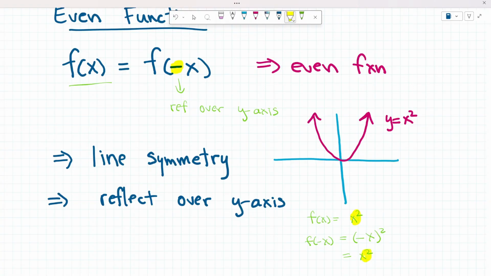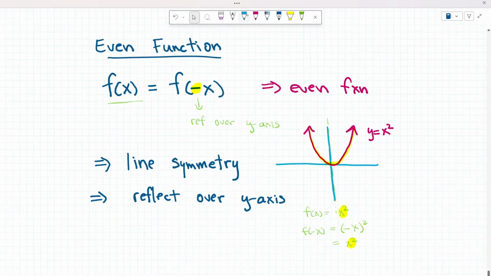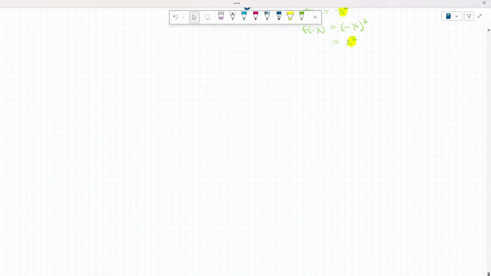And here, let's look at our example. If we were to draw a line down the y-axis here, we see that we can reflect this function over the y-axis, and it will be the same as the original. So that is an even function. Let's do one more example to show this.